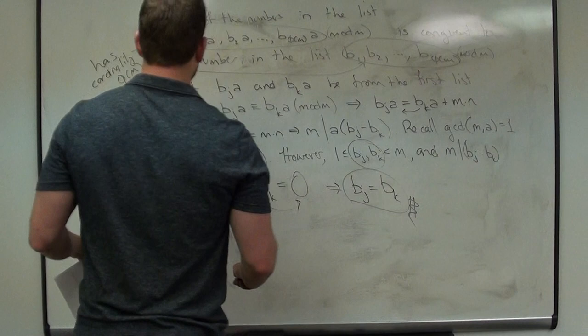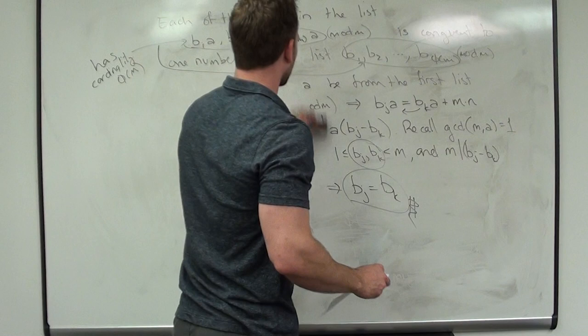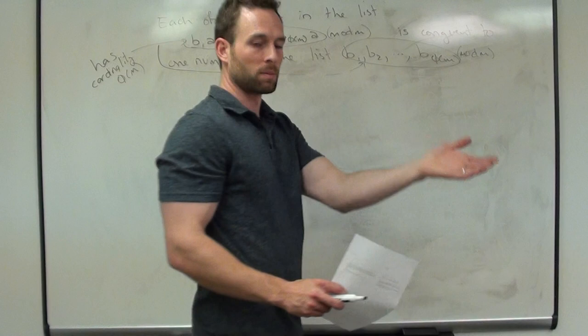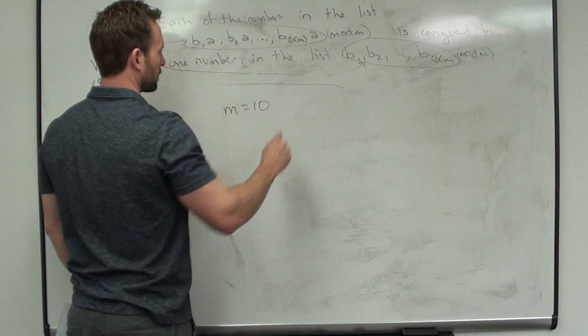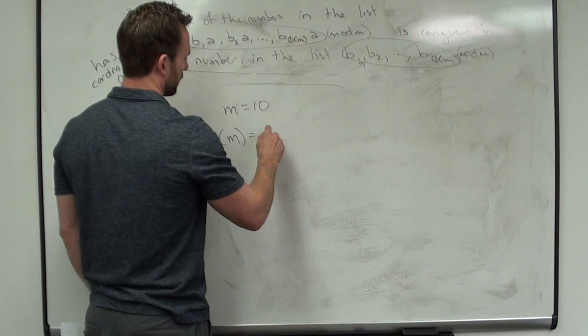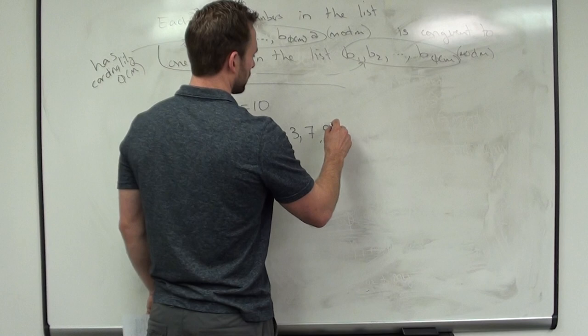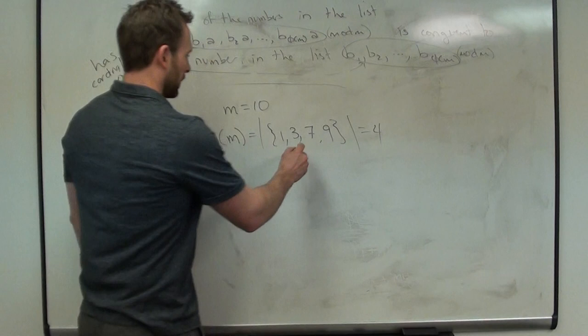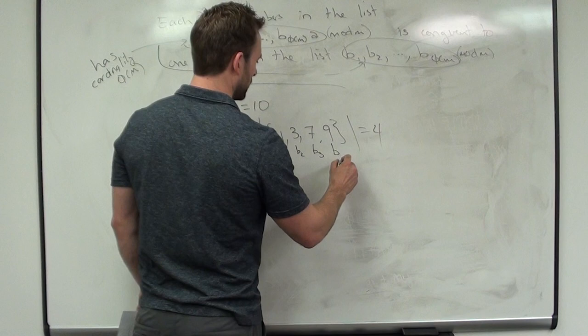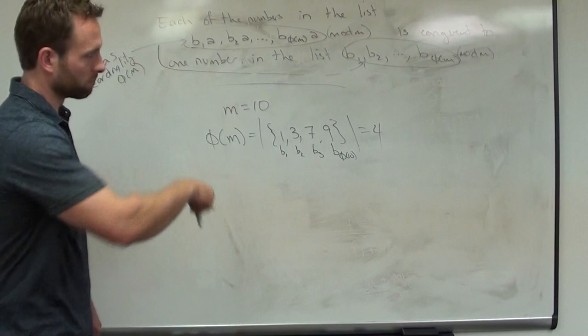See what we can do here with this. Let's do mod 10 because mod 10 is really easy. So let's say m is equal to 10. And 5m, I know we wrote that down as 4 last time, but let's write down the set here. It's the set 1, 3, 7, 9, right? And 5m, the cardinality, that's 4. This right here is b sub 1, b sub 2, b sub 3, b sub 4, which is just 4, just to make sure it matched up with the notation that we have right there.